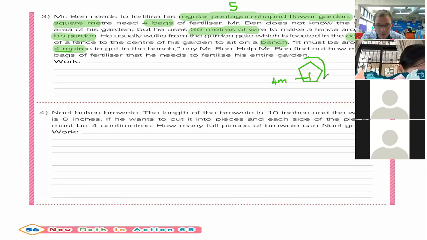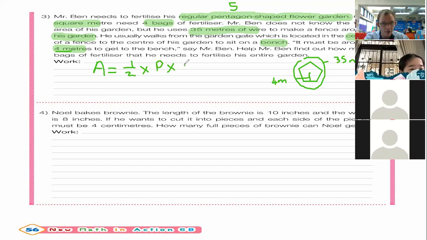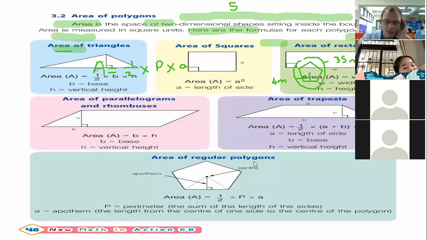And then the circumference, he says, is 35 meters. So now we can say area equals half times perimeter times apothem. Do you agree? Yes or no? Area of a regular polygon, yes or no? Do we agree? Go back here to the first page. You can look in your books, page 48. They'll show us half times P times A.